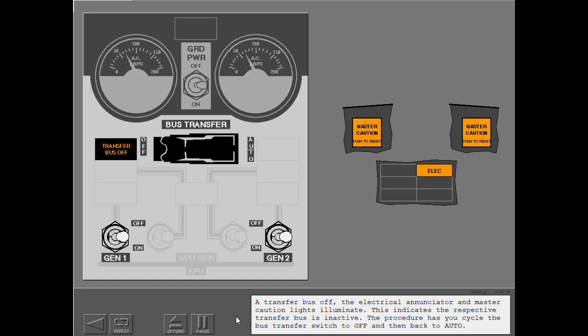A transfer bus off, the electrical annunciator and master caution lights illuminate. This indicates the respective transfer bus is inactive. The procedure has you cycle the bus transfer switch to off and then back to auto.